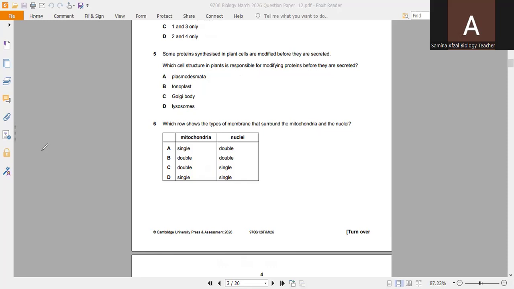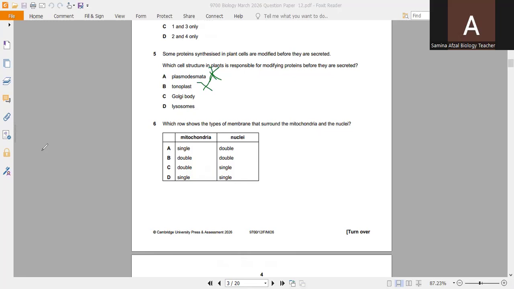So they are not helpful in modifying the proteins before their secretion. The tonoplast is the membrane which surrounds the central vacuole in plants.